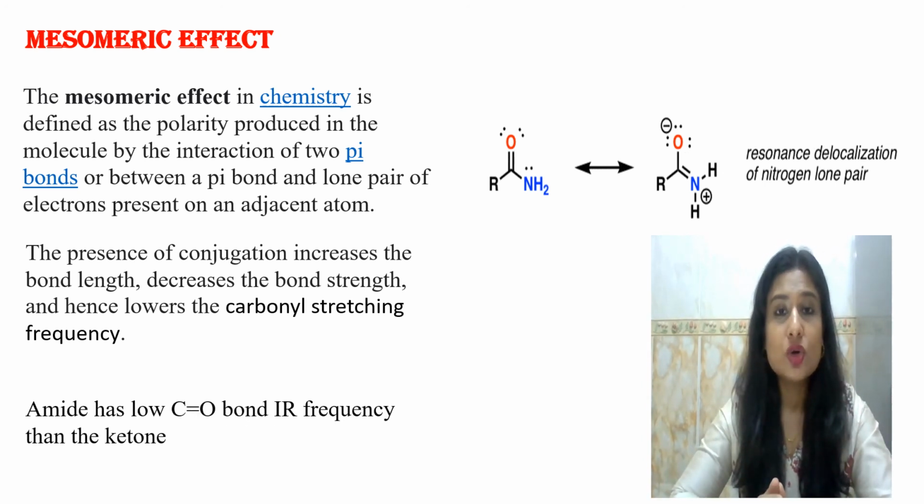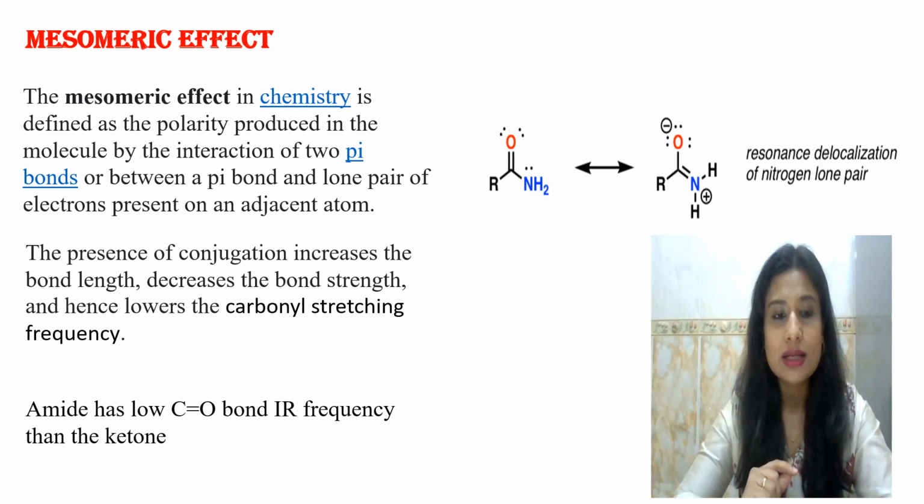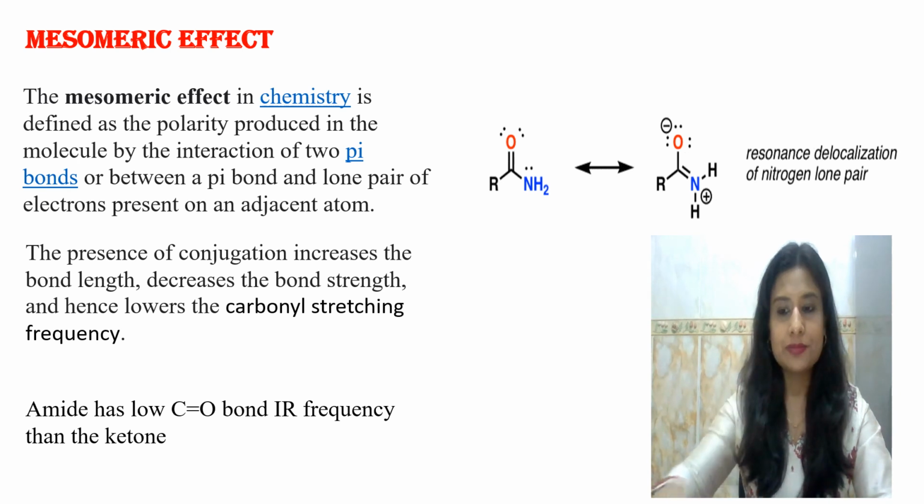The amide has a lower carbon oxygen stretching frequency than ketone, because the amide causes the mesomeric effect, and in ketone the mesomeric effect is not found, and therefore it appears at higher wave number. So the inductive effect can cause both lowering of the wave number as well as increasing the wave number, but the mesomeric effect always causes lowering of the wave number.